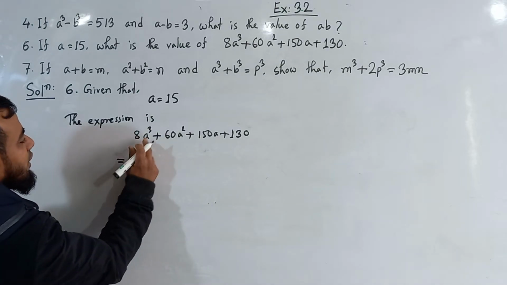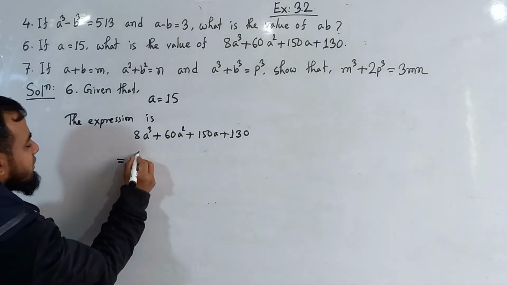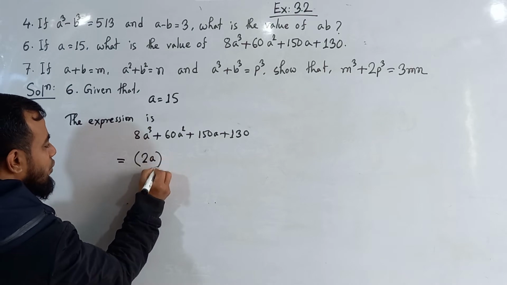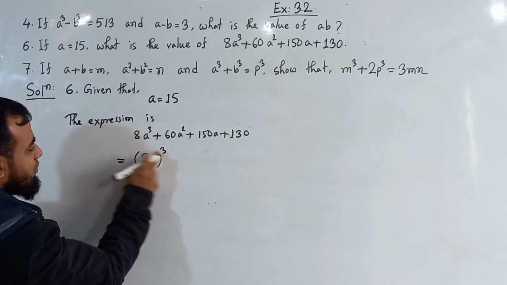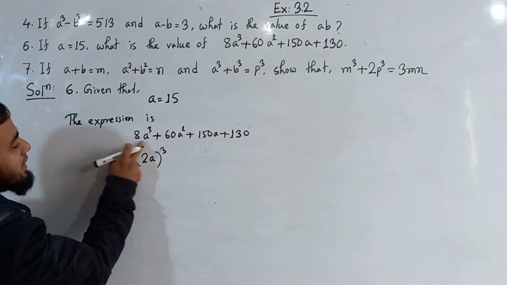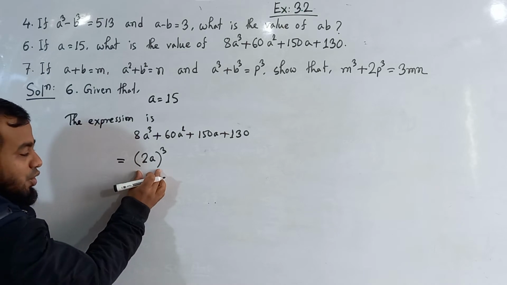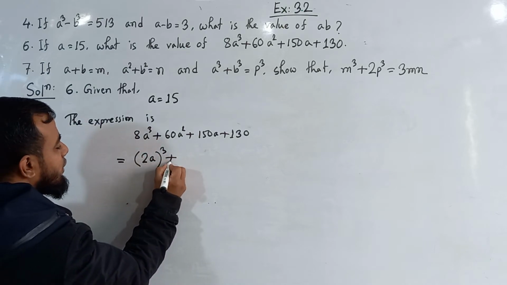Which formula? We have the cube here, so we can make 8a cube as 2a whole cube, because 2 cube means 8, a cube means a cube. So we will get back 8a cube if we take the whole cube of 2a. Okay, like this way. This is our a now.